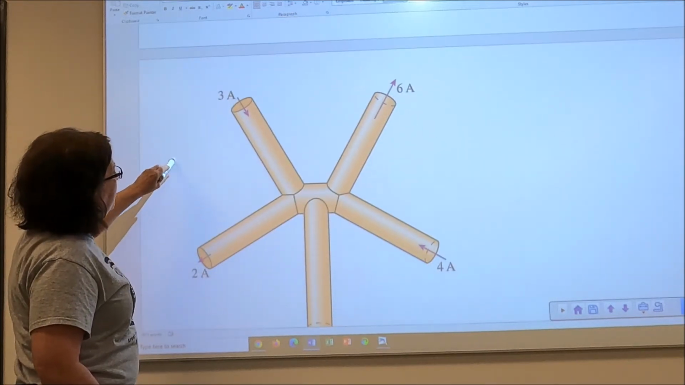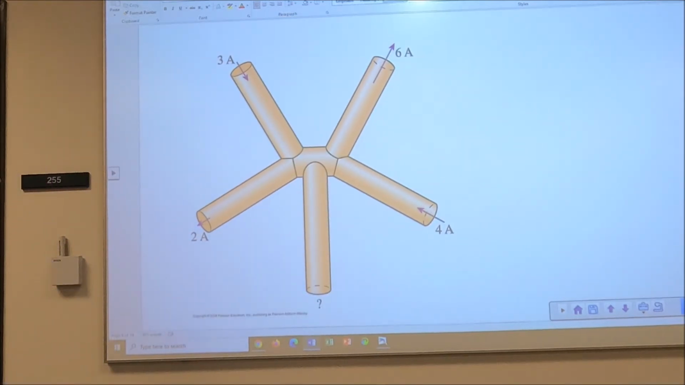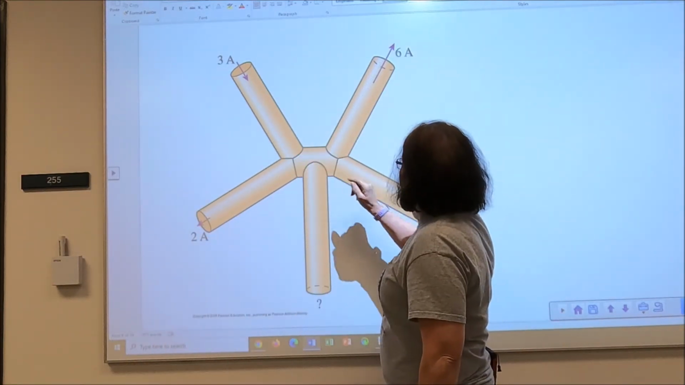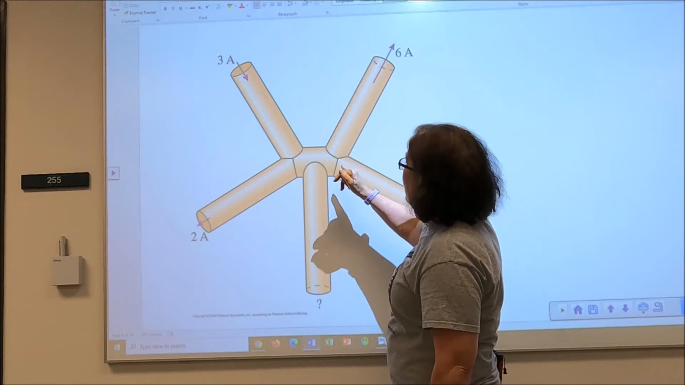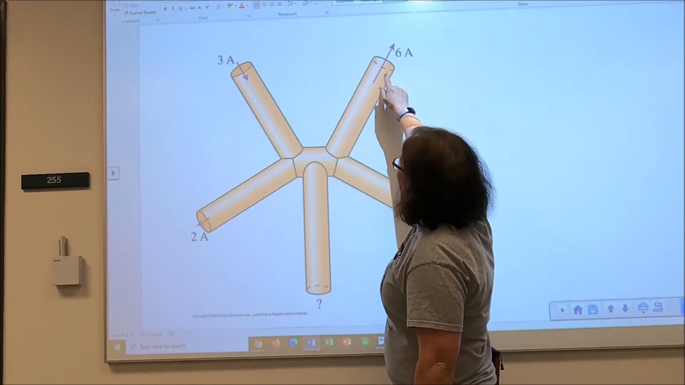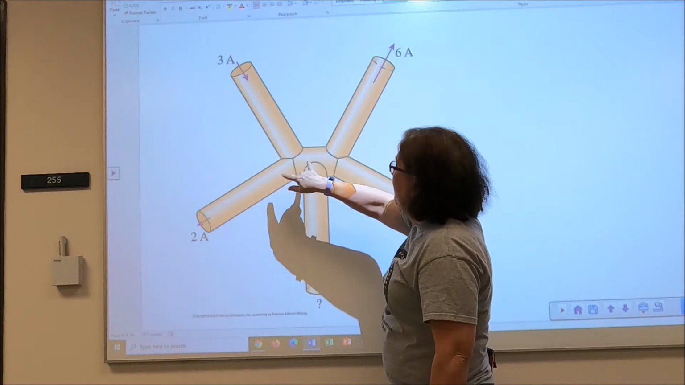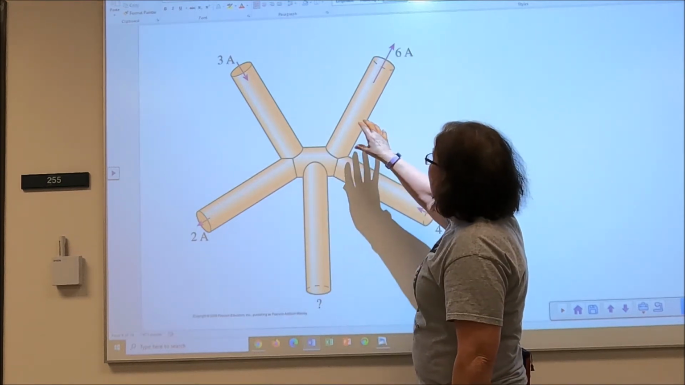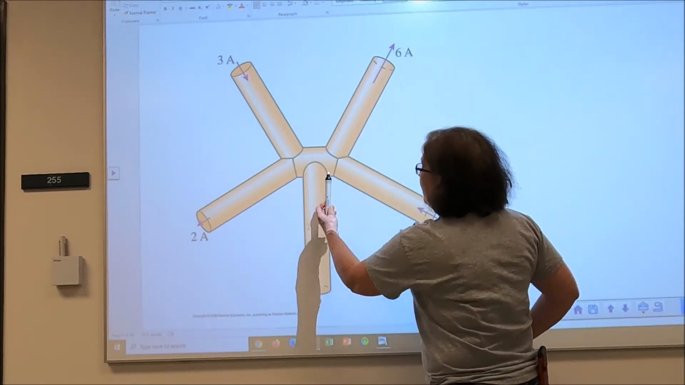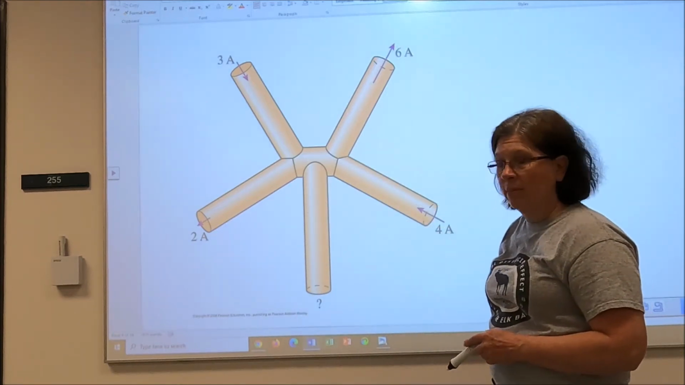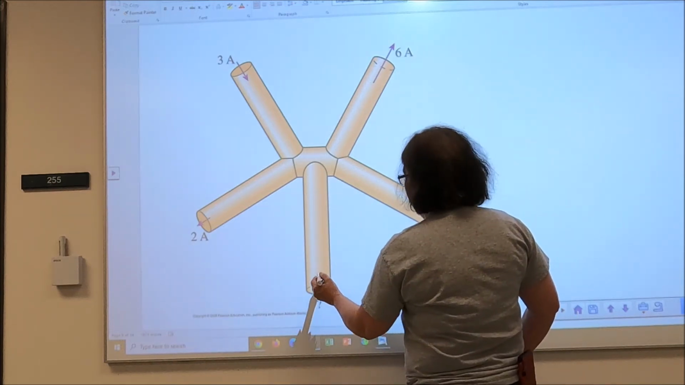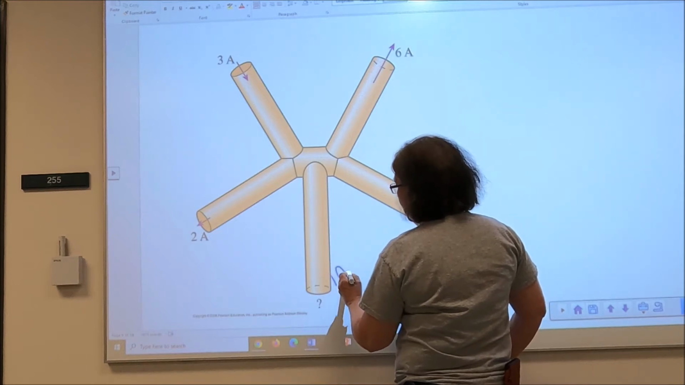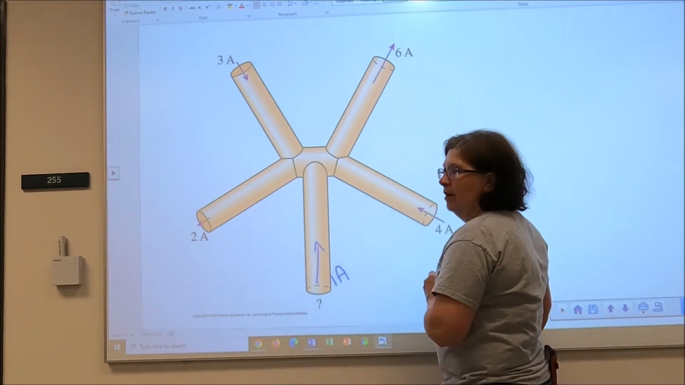So let's look at this, stop and think. It says, what's the current in this wire? Well, I have 3 coming in, 4 coming in, that's 7 coming in, and I have 6 going out and 2 going out, so I have 8 going out. So if I have 7 in and 8 out, that means I have to have 1 in. So this is 1 amp in.